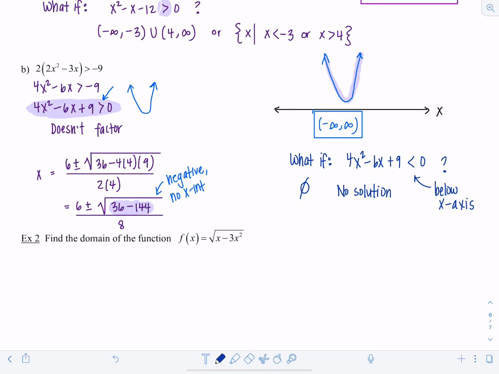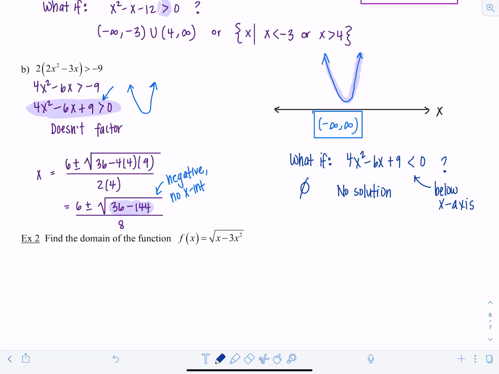Okay, now don't memorize. Don't say, oh, if it opens up and it's greater, it's all real numbers. Don't do any of that. Just figure out which way it's opening. Figure out if it's above or below the x-axis. And then from there, look at the inequality and see what makes sense, okay? But whenever it doesn't cross the x-axis, then your solution is going to be either all real numbers or no solution. Just use the graph and some reasoning to determine which one. Don't just memorize random things.